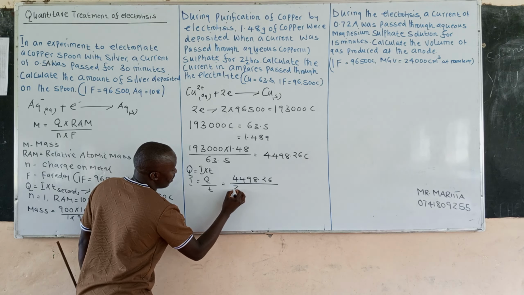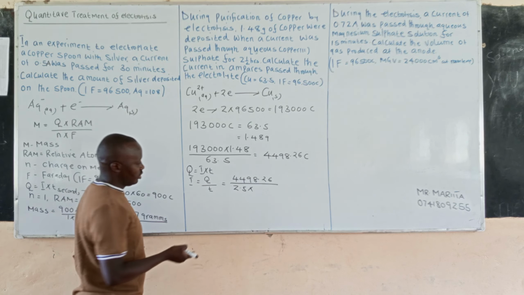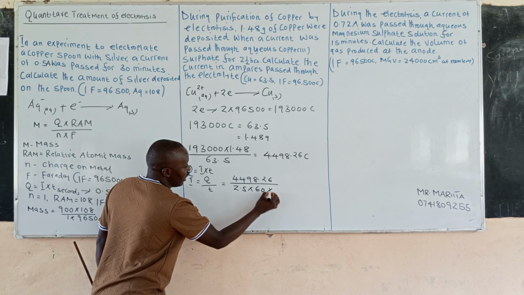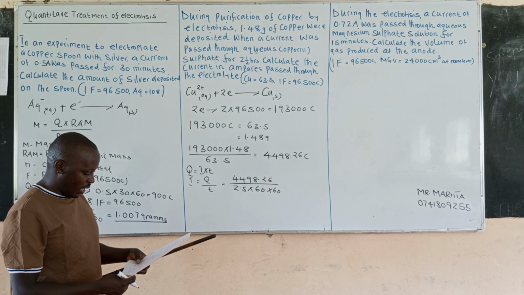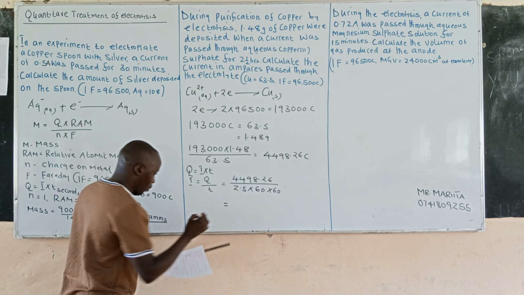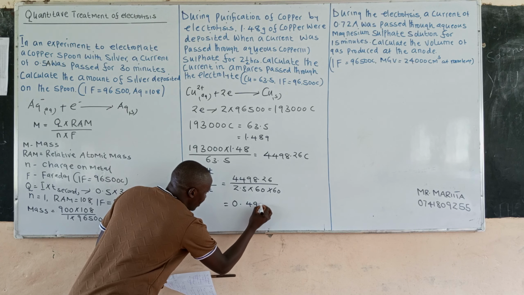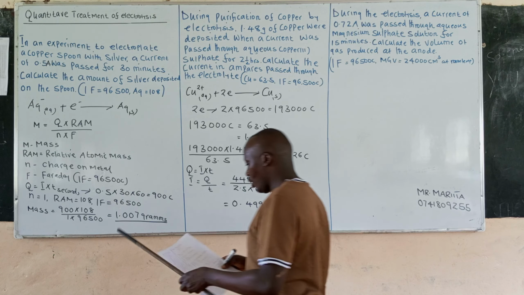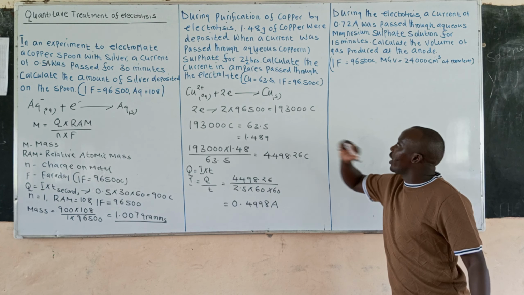2.5 hours has to be converted into seconds. So you multiply by 60 to convert it into minutes, and again by 60 to convert that into seconds. So the amount of current required is 0.4998 amperes. This is the current required.